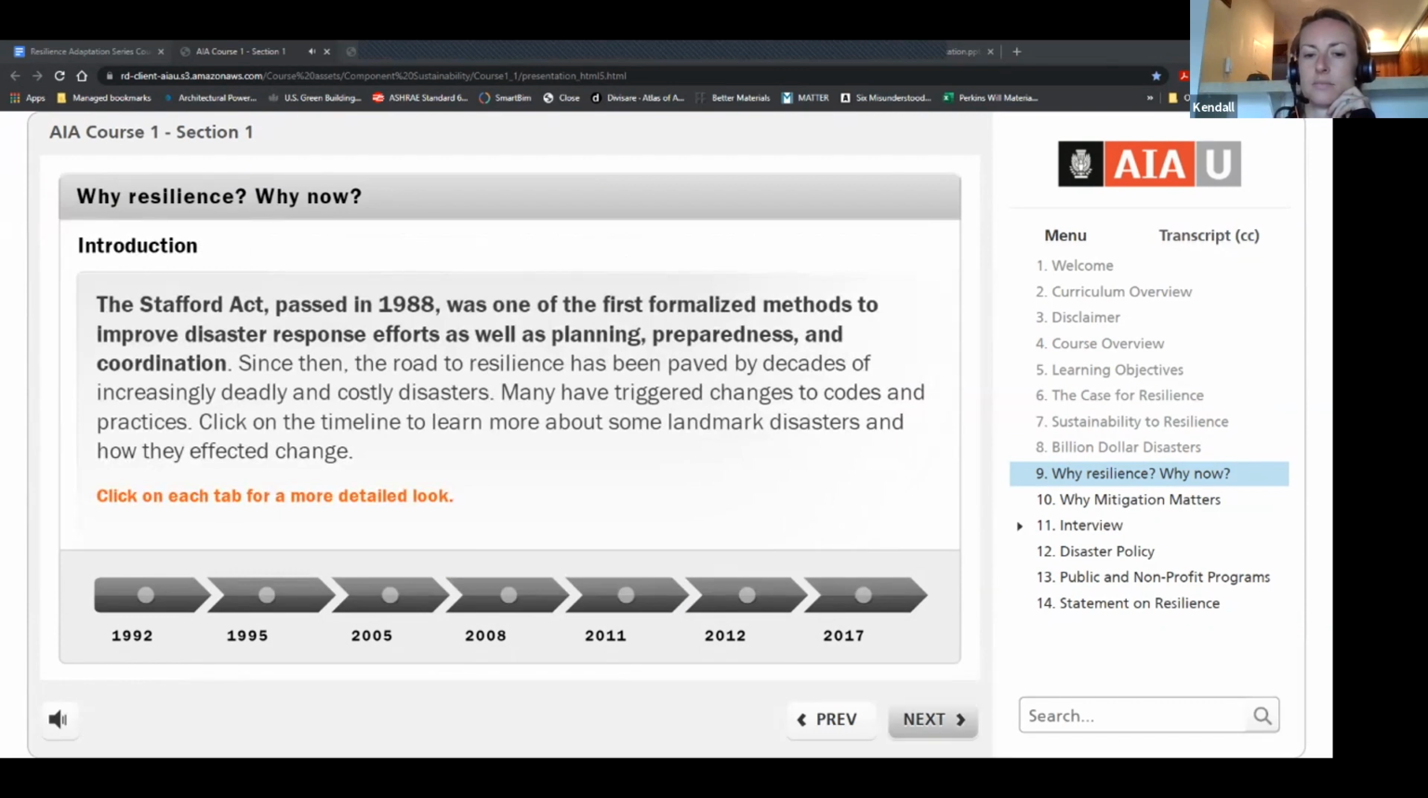In addition to these, tornadoes in Moore, Oklahoma, and Joplin, Missouri, mudslides in Colorado, floods in Baton Rouge, Louisiana, earthquakes in Nisqually, Washington, and throughout Oklahoma have led to new design methodologies as communities search for ways to make their communities more resilient.